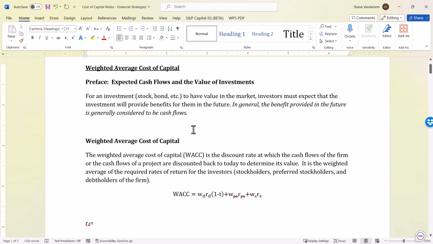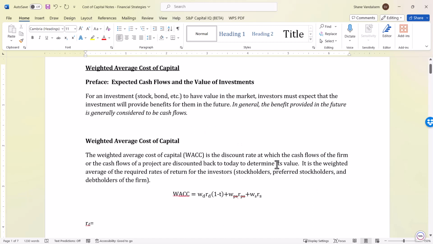So the weighted average cost of capital is the discount rate at which the cash flows of the firm or the cash flows of a project are discounted back to today to determine its value. So later on when we talk about capital budgeting, we use the weighted average cost of capital for the firm to determine what the value of a project is today. We also use the weighted average cost of capital to determine the value of a company today based on the expected cash flows. The cash flows we expect that company to generate in the future.